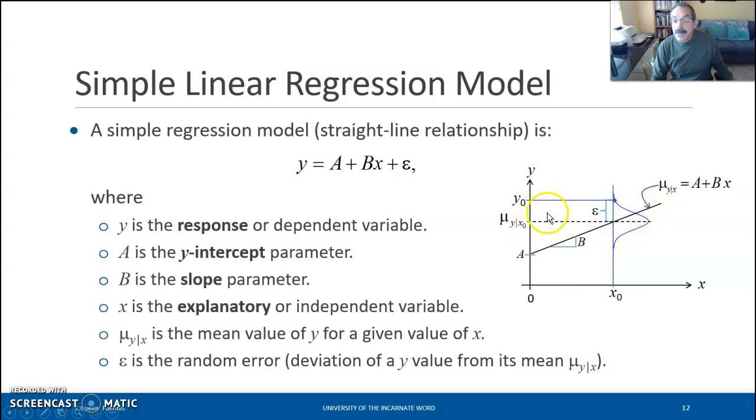Now, the random error represents the deviation of an observed value of y from the mean of all the values of y for that value of x. So these random errors are just the random deviations of y from the mean for a given value of x. So this is the perspective that we follow. You may even say the statistical perspective on regression.